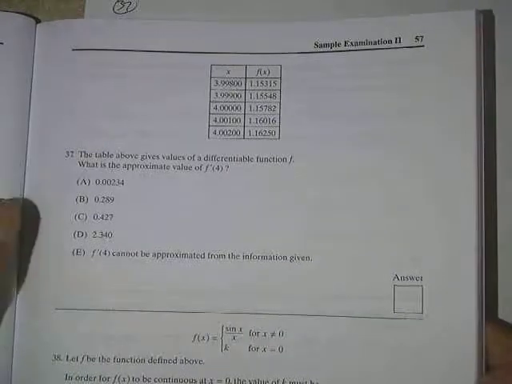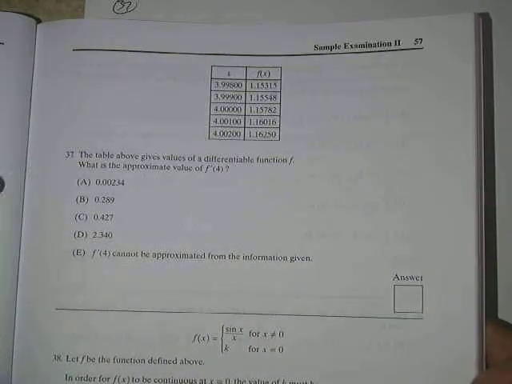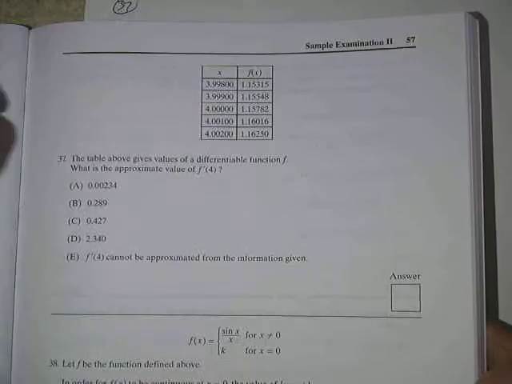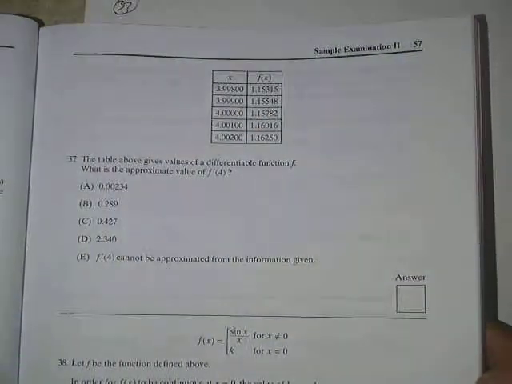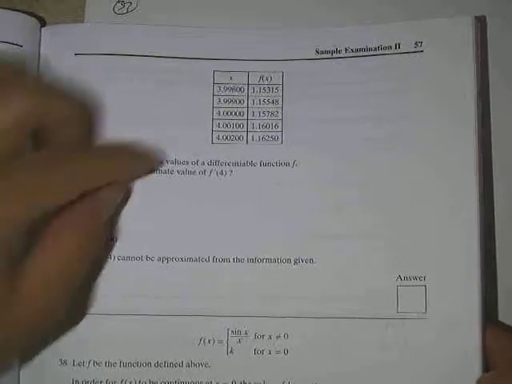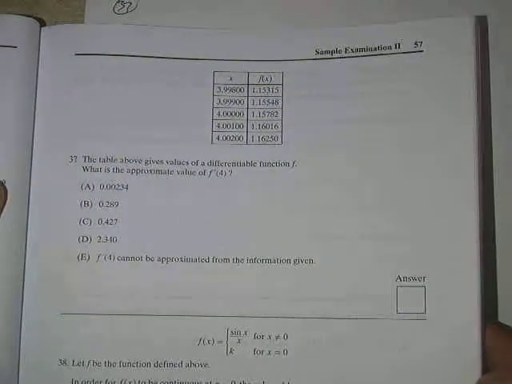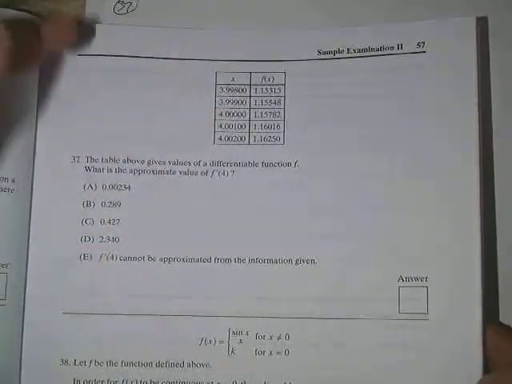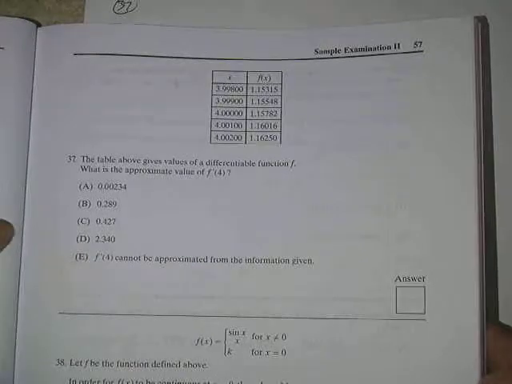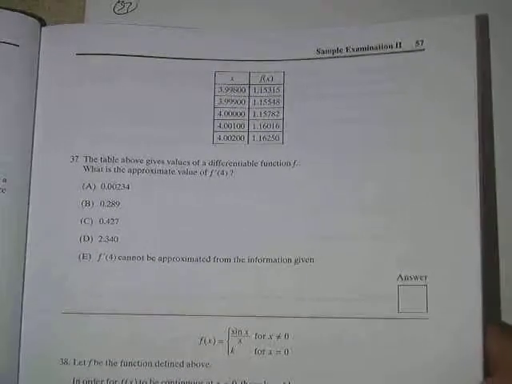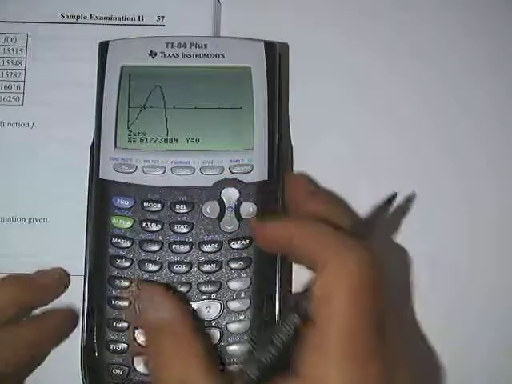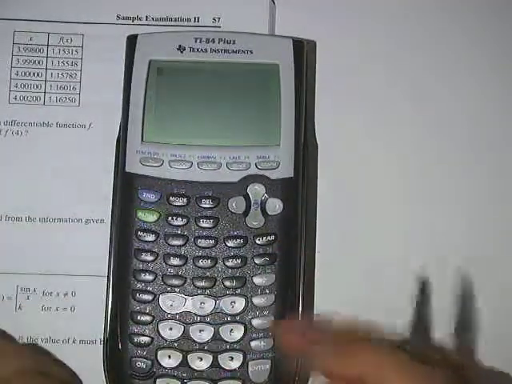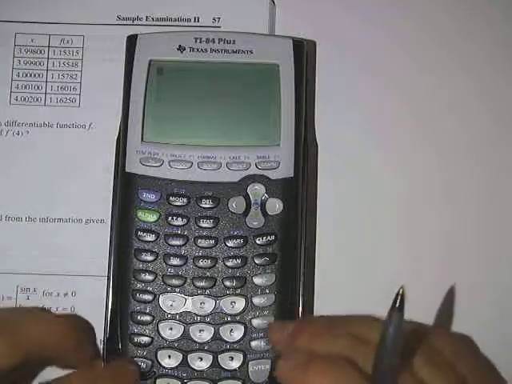And 37, we have a table given, and the question says, the table above gives the differentiable function of f, and it asks what is the approximate value of the derivative at 4? Well, with the table that we have there, we essentially have an xy chart. True? So if we wanted to estimate the derivative there at 4, couldn't we just calculate a slope with these points? These points are very, very close to 4, aren't they? So if we use like the second and third, or the third and the fourth, or the second and the fourth, maybe the second and fourth might be a good one, because that will give us 2 points that are on either side of 4.